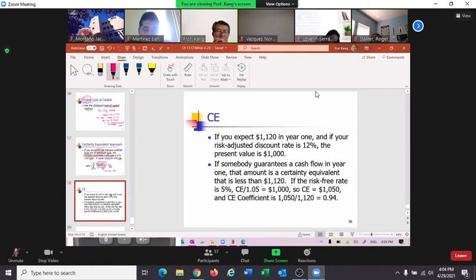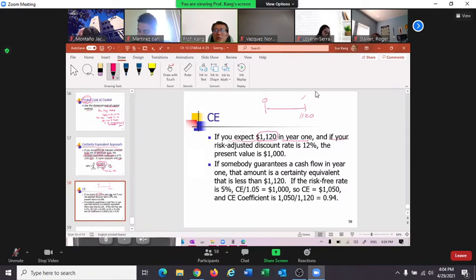Certainty equivalent approach. First, let's see how to calculate the certainty equivalent. It's like this. If you expect 1120 in year one, like year 0, year 1, 1120.